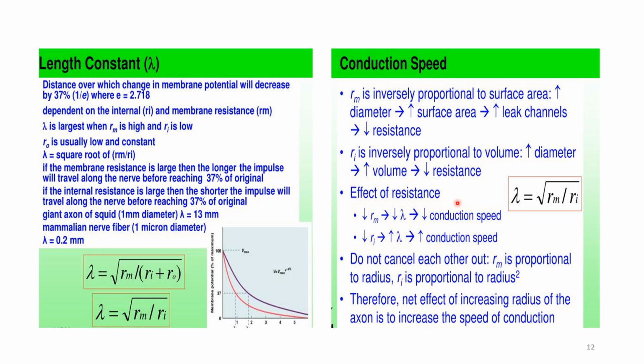Effect of resistance on conduction speed. If Rm is low, lambda is low. So conduction speed is also low. If Ri is low, then lambda is more. Then there is more conduction speed. They do not cancel out each other. Rm is proportional to radius. Ri is proportional to square of the radius. Therefore, the net effect of increasing the radius of the axon will increase the speed of conduction.